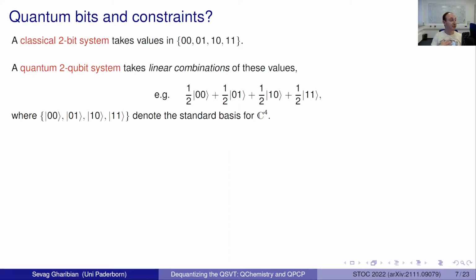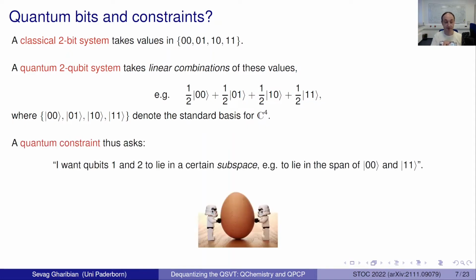And so if my states are just going to be vectors, the obvious way to define a quantum constraint is, you want to force this vector to lie in some subspace. So quantum constraints are going to ask things like, I'm going to force qubits 1 and 2 to lie in a certain subspace. Maybe you want it to lie in the span of these two basis states. So here's the subspace we want to lie in, and here are the evil stormtroopers forcing us to lie in the subspace.